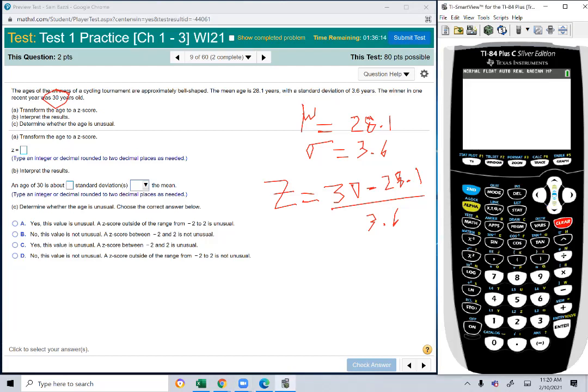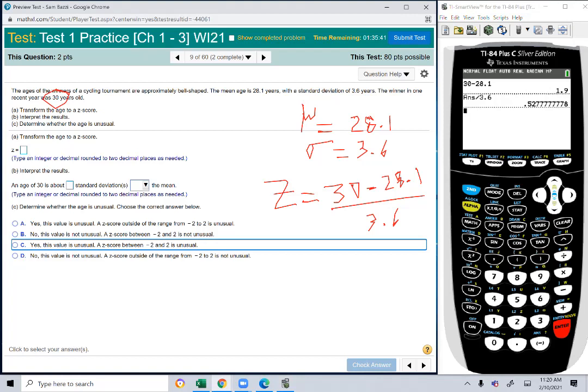Clear. So I do 30 minus 28.1, which is 1.9, and then divide by 3.6. And what is the answer to 2 decimal places, guys? So what would be Z? 0.53. 0.53, I agree. Exactly. Just be careful with that. The system will mark it wrong if you put 0.52, so it will be 0.53.